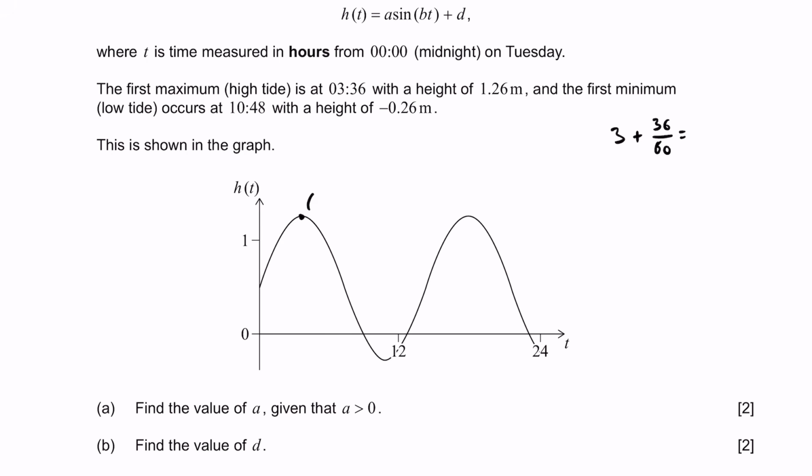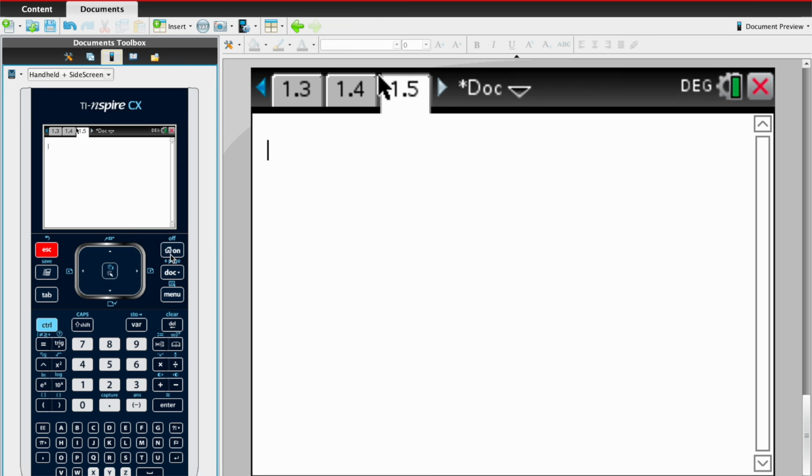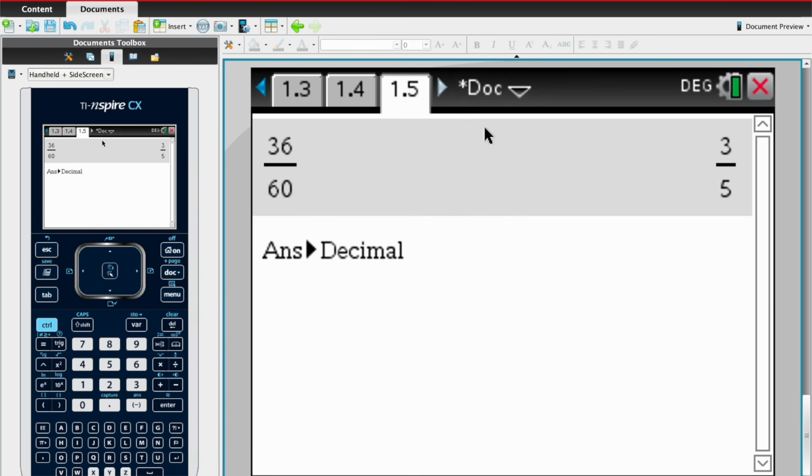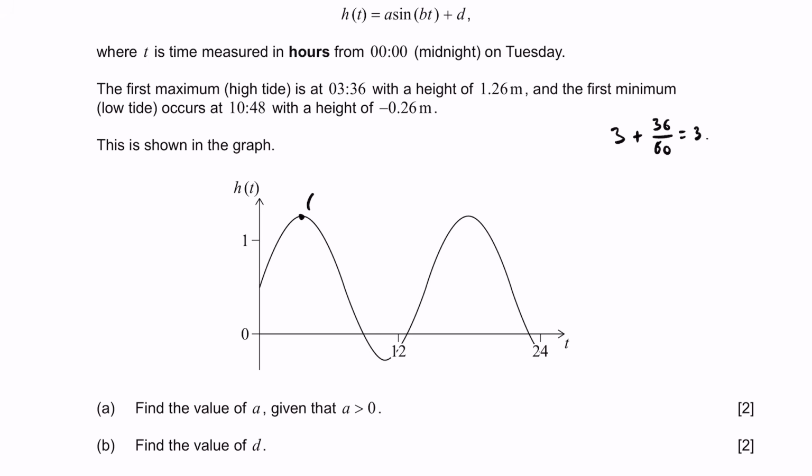So going to the calculator here, we have 3 hours plus, well, what do we have? We don't have a full hour after that. We have 36 over 60. We have 3/5 of an hour. I think it's going to be helpful if we write this as a decimal. So converting this to decimal, 0.6. So we have 3.6. So after 3.6 hours, the height is 1.26 meters.